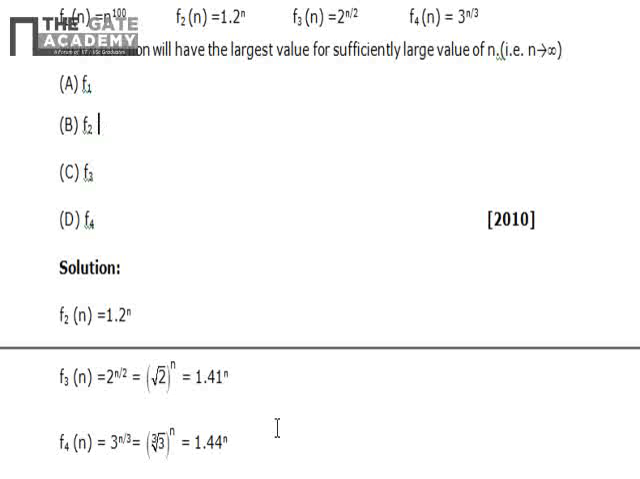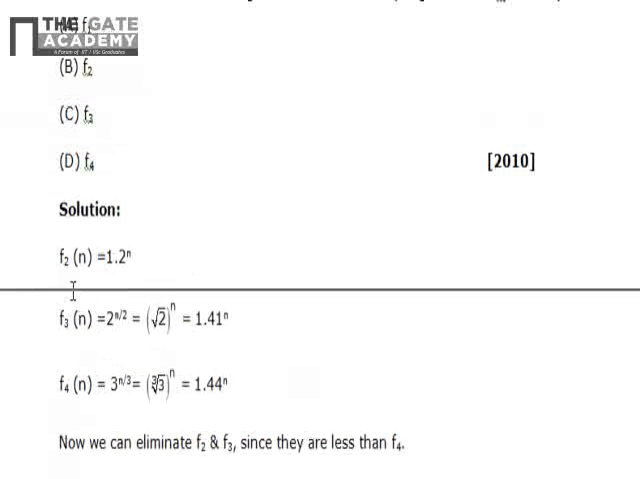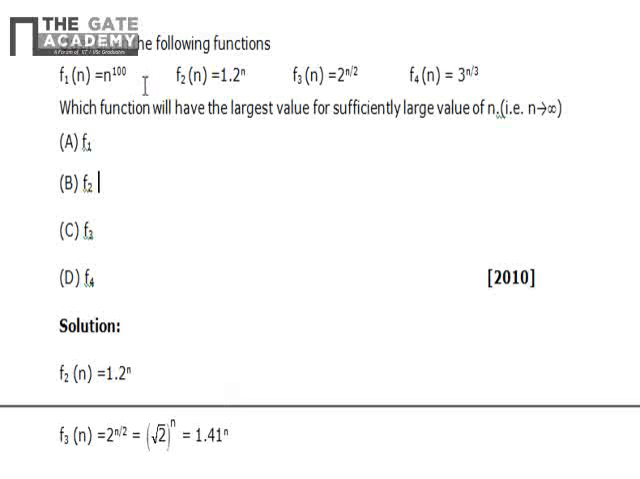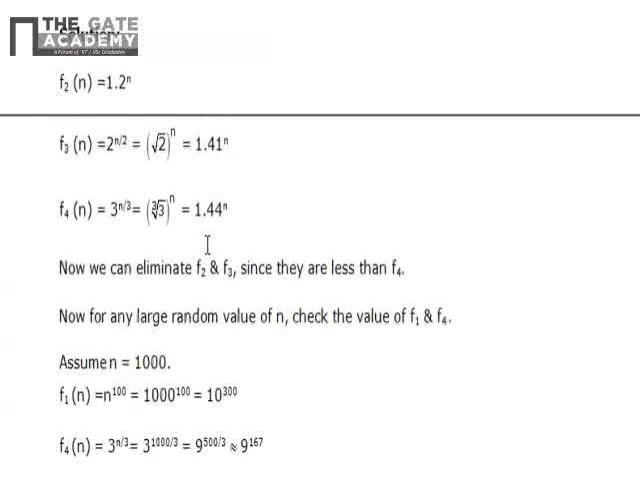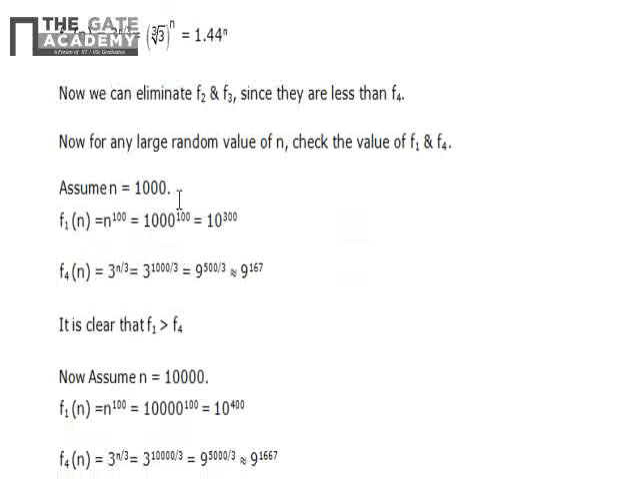Now we'll have to compare between f4 and f1, because among f2, f3, f4, f4 is highest. Now just the remaining one is f1. We'll have to do this by trial and error method. We'll take some values of n. Suppose n is 1000. So f1(n) will become 1000 raised to 100, that means 10 raised to 300.